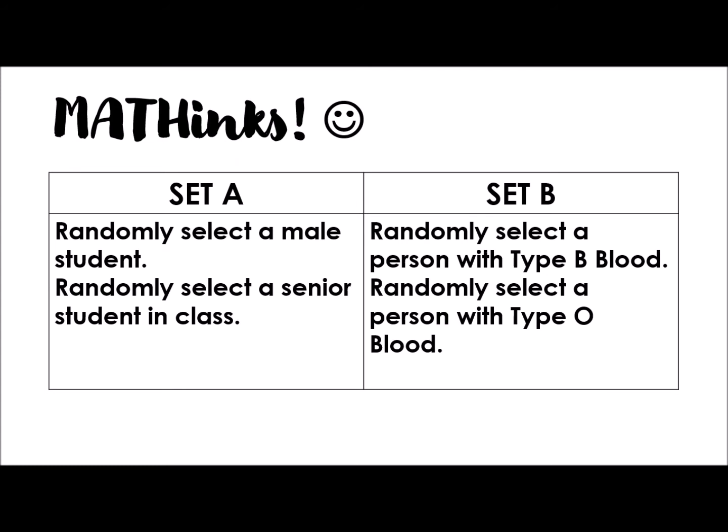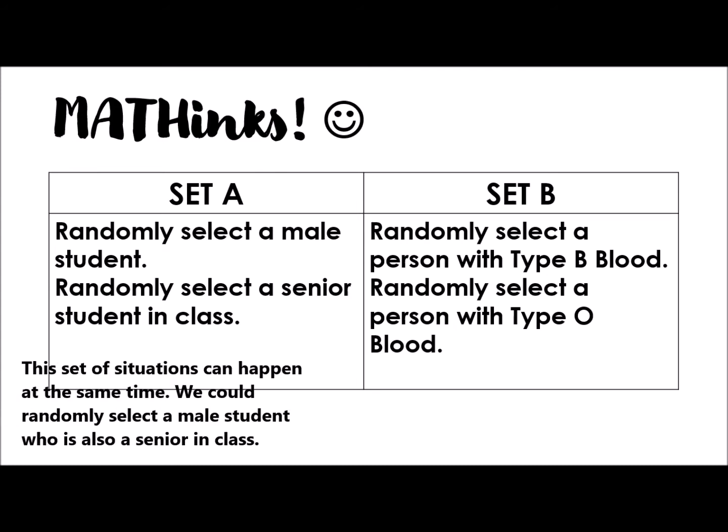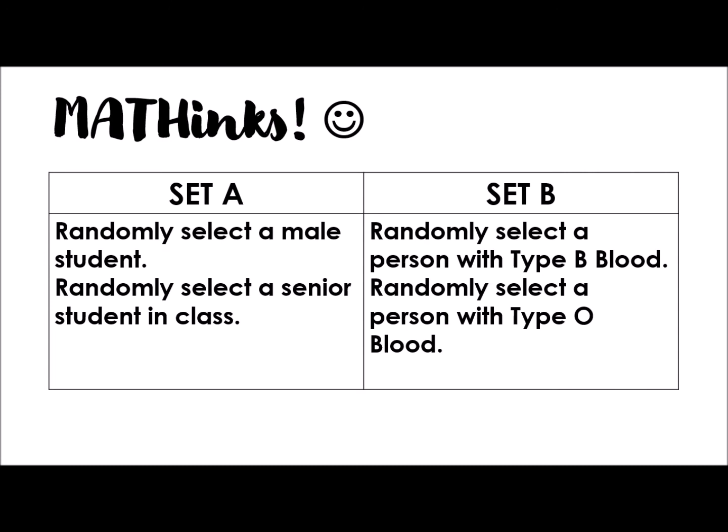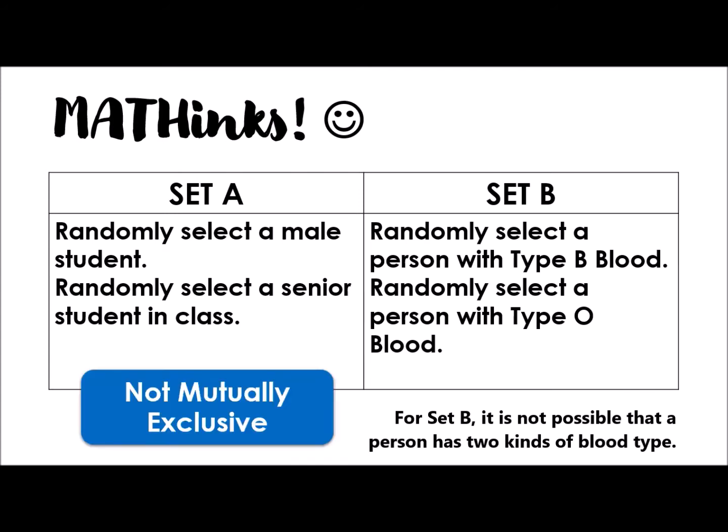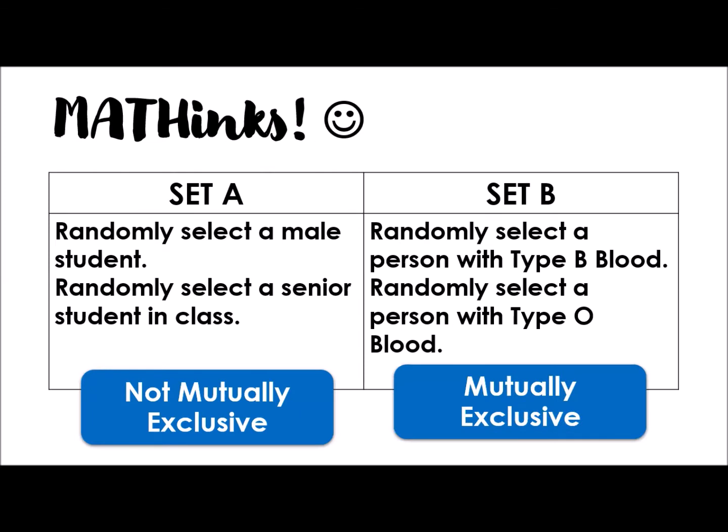Okay? So, for set A, randomly select a male student and randomly select a senior student in class. Is it possible to happen at the same time? Yes. Pwede siyang mangyari ng sabay. Pwedeng ang makuha kong estudyante ay lalaki at the same time, senior siya sa klase. But on set B, hindi pwedeng sa isang tao, dalawa ang blood type niya. Okay? So by that case, set A is not mutually exclusive and set B is mutually exclusive events.